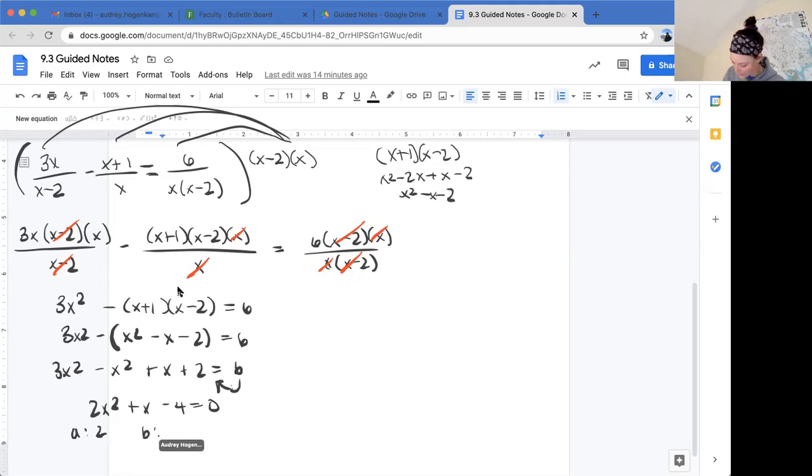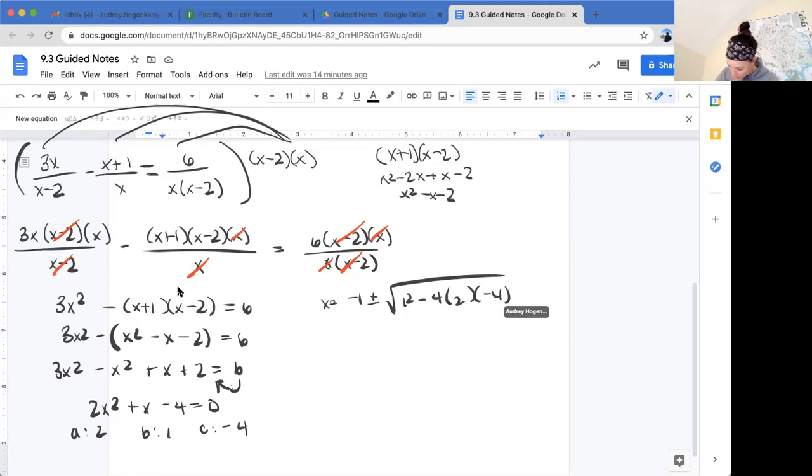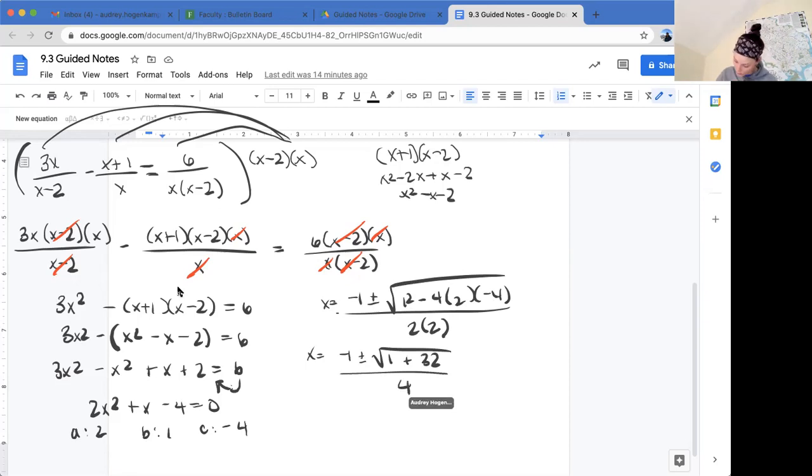A is 2, B is 1, C is negative 4. x is equal to negative 1 plus or minus the square root of 1 squared minus 4 times 2 times negative 4 all over 2 times 2. So that will be x is equal to negative 1 plus or minus the square root of 1 plus 32 over 4, which is going to be equal to negative 1 plus or minus square root of 33 over 4.